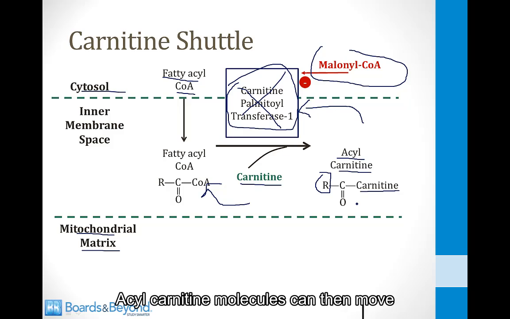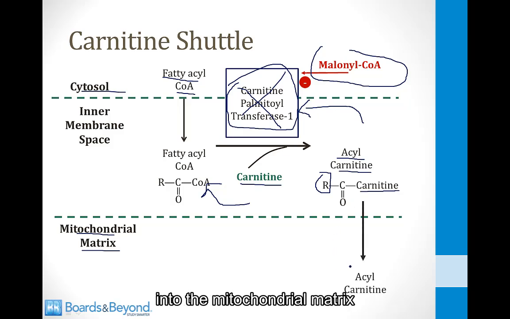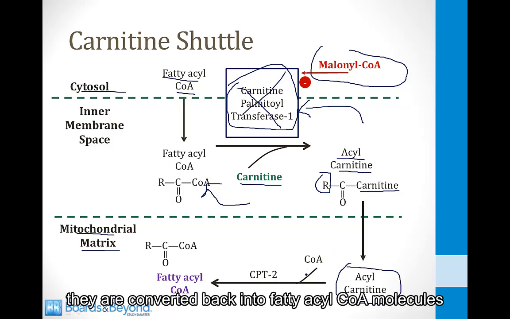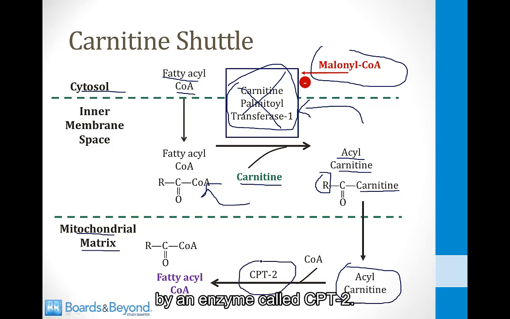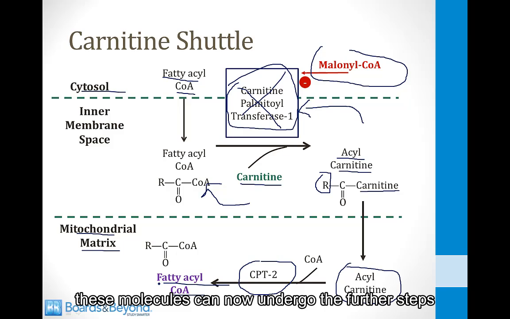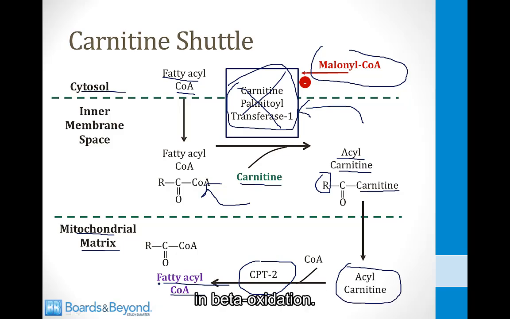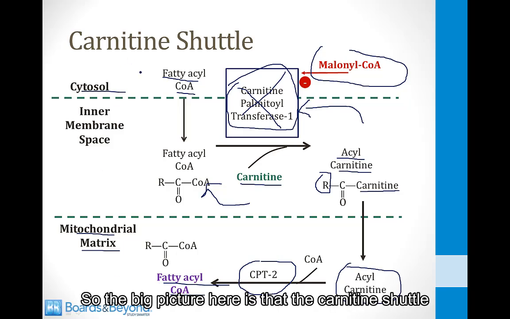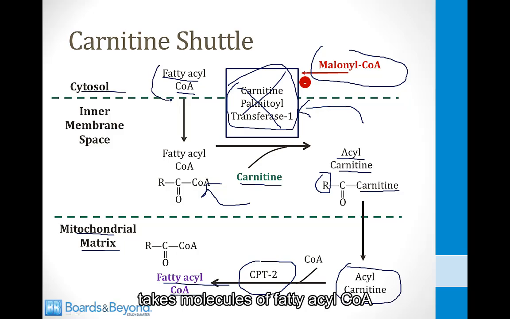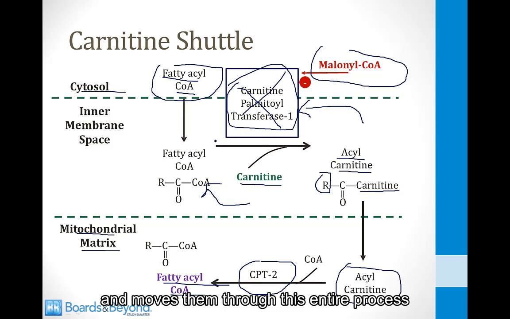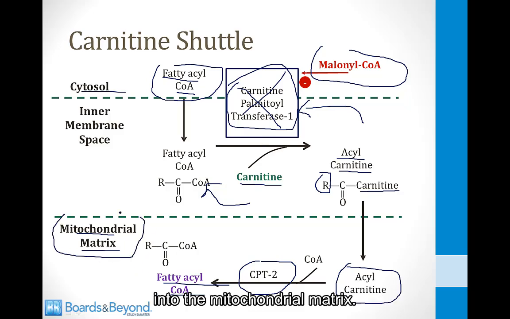Acylcarnitine molecules can then move into the mitochondrial matrix, and once you have acylcarnitine molecules in the mitochondrial matrix, they are converted back into fatty acyl-CoA molecules by an enzyme called CPT2. And once you have fatty acyl-CoA in the mitochondrial matrix, these molecules can now undergo the further steps in beta oxidation. So the big picture here is that the carnitine shuttle takes molecules of fatty acyl-CoA and moves them through this entire process into the mitochondrial matrix.